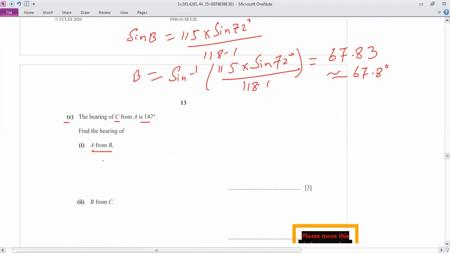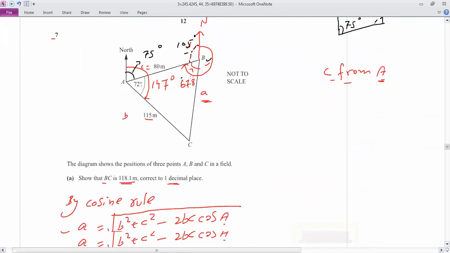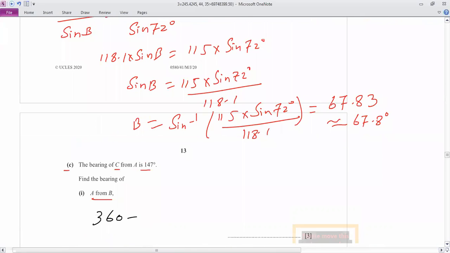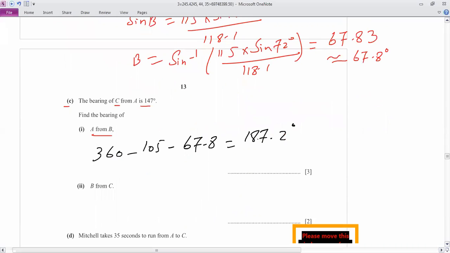So the angle will be 360 minus the rest of the work. Even if you showed it, it will be obvious: 105 minus 67.8. That will be the bearing. Just calculate it. 187.2. You can round to 3 significant figures, or let it be approximately 187.